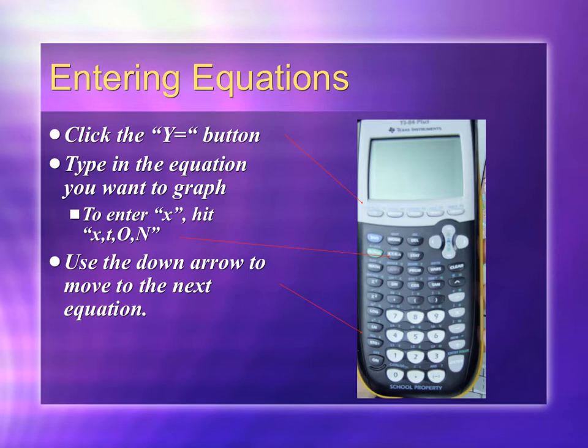While we're looking at the screen, notice that there is a button on the far left-hand side of the calculator about halfway down that says x squared. That's going to take whatever you just entered and square it. So we're going to need that when we enter some different equations.